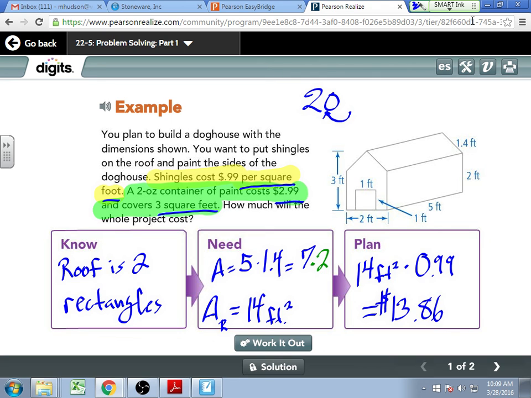Is it painted on the inside? No, not painted on the inside. Just paint. You got to paint the outside to protect the wood. Right. Yeah.